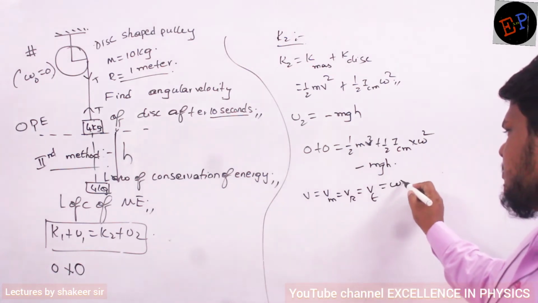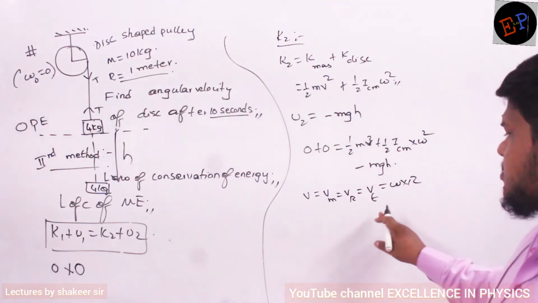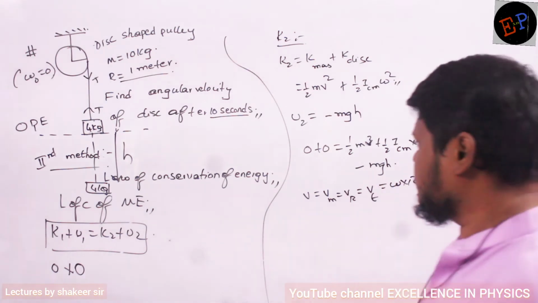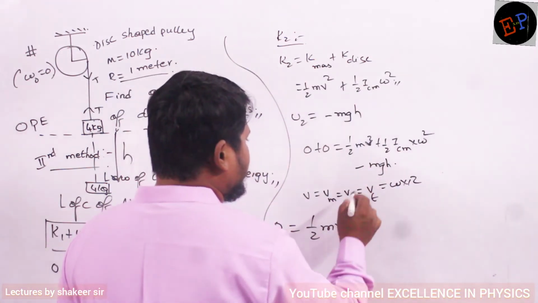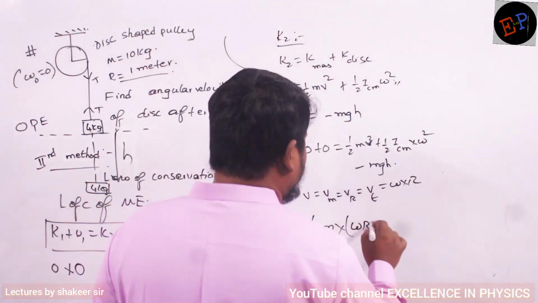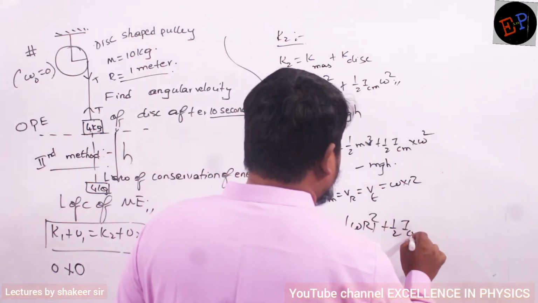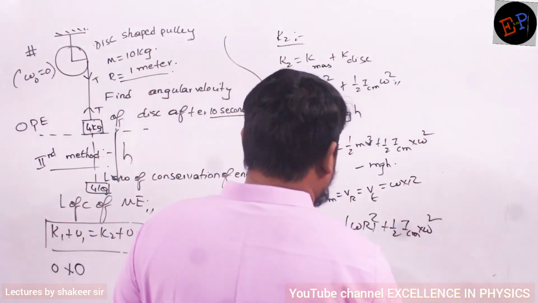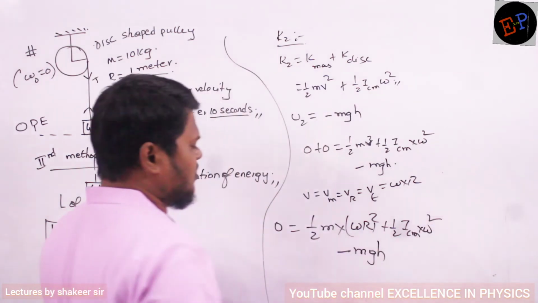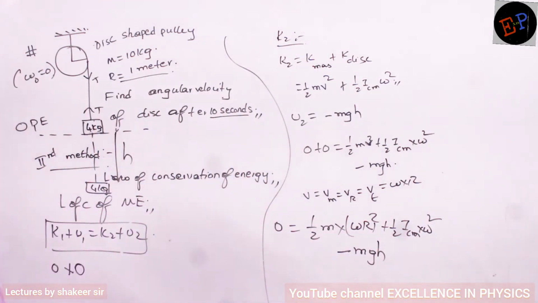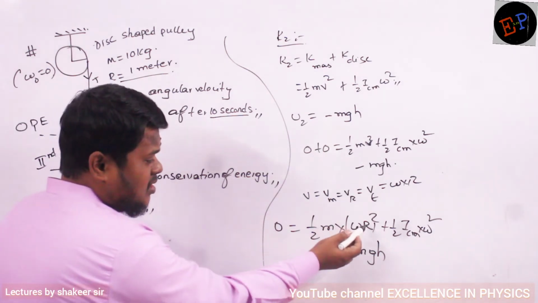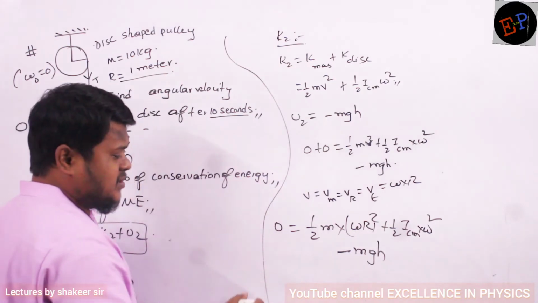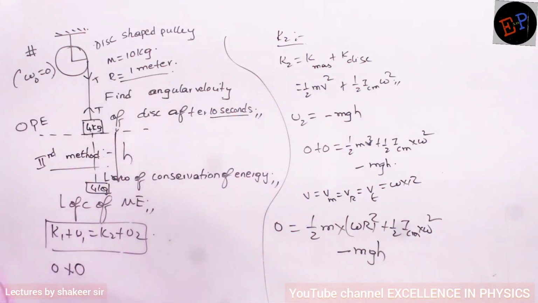And V tangential formula is omega into R. So instead of V, what can I write? Omega into R. So write down: 0 is equal to half into m into, instead of V I can write omega into R whole square, plus half I center of mass into omega square minus mgh. So I got the equation up to here. Okay ma? So I require omega. Omega is what I need. So m I know, R I know, I center of mass I know, everything I know, but h value I don't.